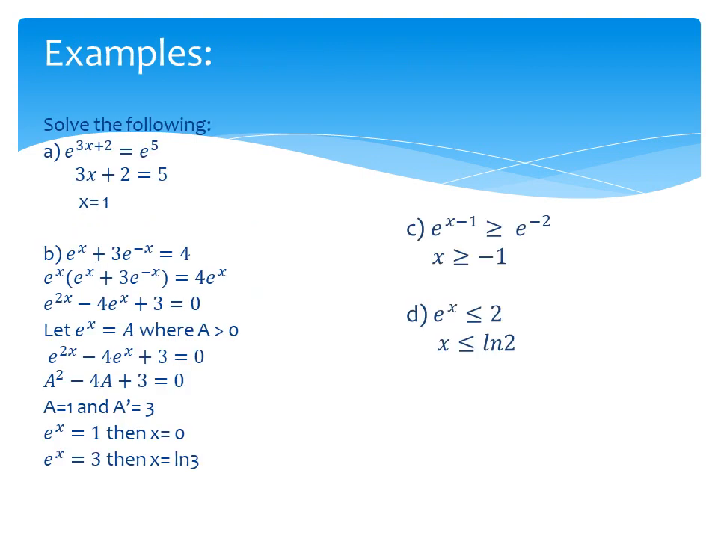Here are some examples solving equations and inequalities. The second equation, we should have the same unknown, either e to the power x or e to the power negative x. We multiply both sides by e to the power x because e to the power x is always positive, so it will never change the equation. And we can change it to a quadratic, solve the quadratic, then deduce the solutions.